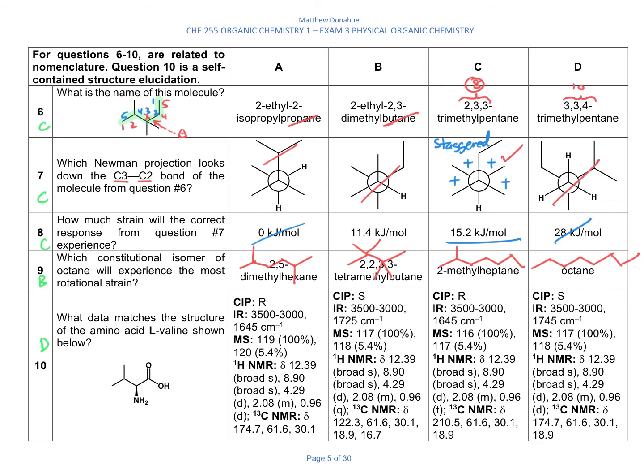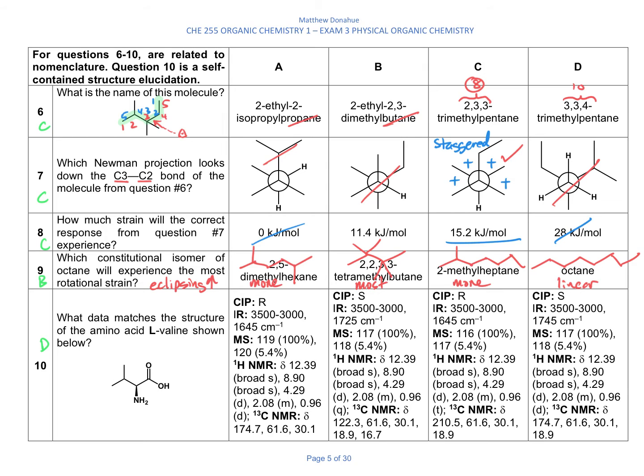So the linear isomer is probably going to have the least amount of rotational strain. When you start putting in the branching, so this one will have more, this one will have more, and then this one will have the most, because now you're dealing with these eclipsing interactions. So eclipsing interactions increase as you branch off the main chain, and that's going to lead to more rotational strain. So B is going to be the correct answer for 9.